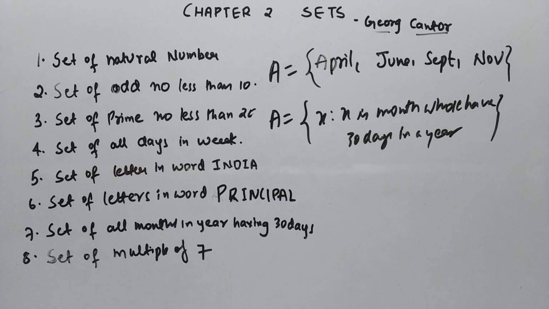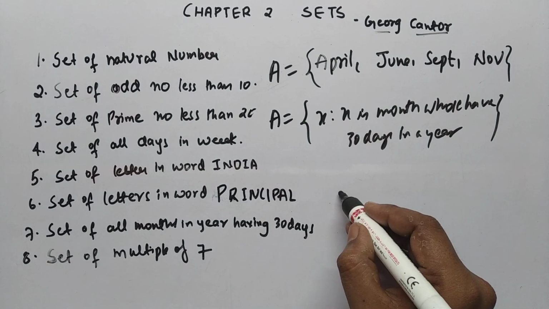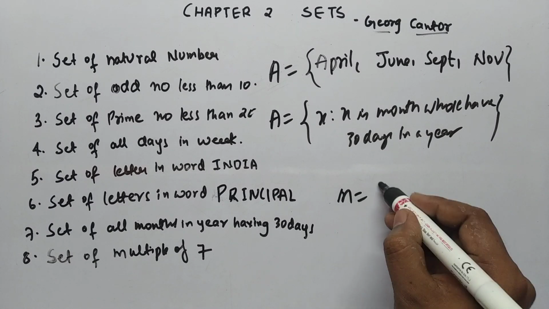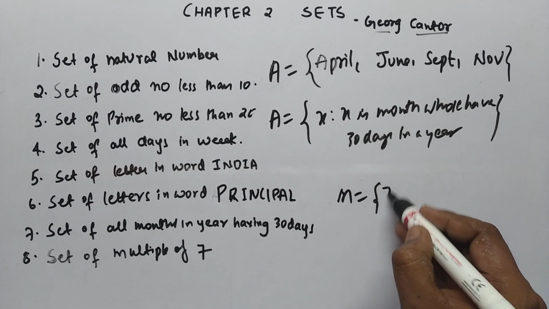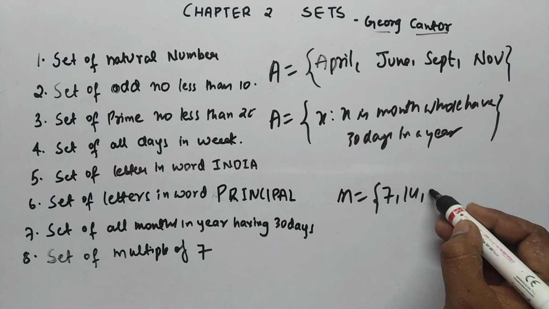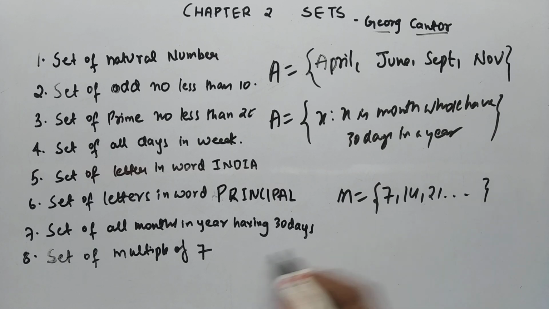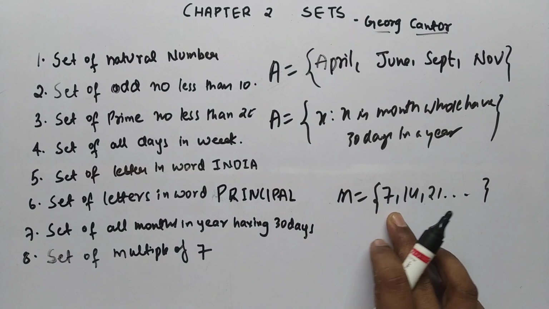This is a representation set builder. Next is asking multiples of 7. So if you want to write the multiples of 7 in the set builder form, so multiples of 7: 7, you write the table of 7, 21, and so on. It's not given in a condition like less than 20 or less than 30. So this is a roster form.